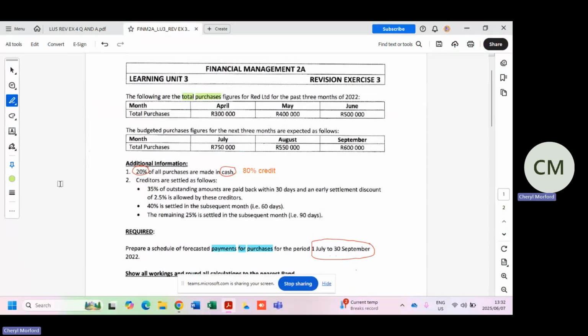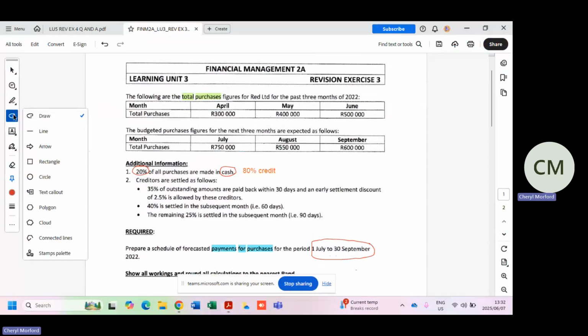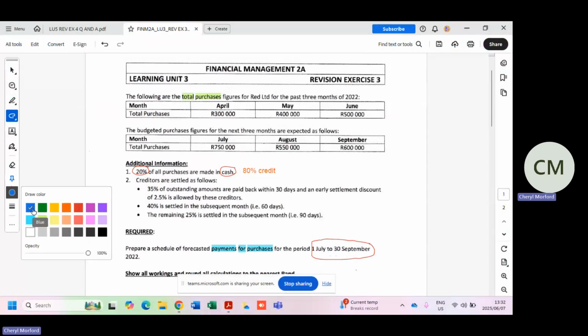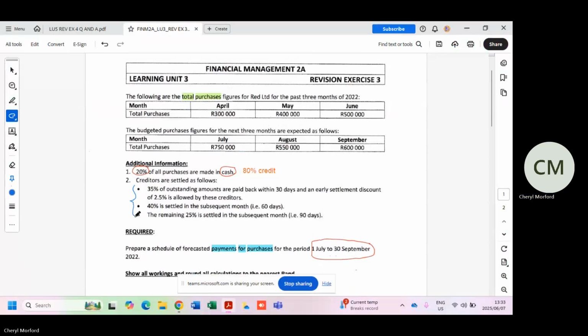All right, so let's check out how the business is going to pay for the purchases, especially the credit ones. Here's the information, these bullets. 1 month after the purchase, it's 35%. 2 months afterwards, 40%. Lastly, 25% is paid 3 months after it.